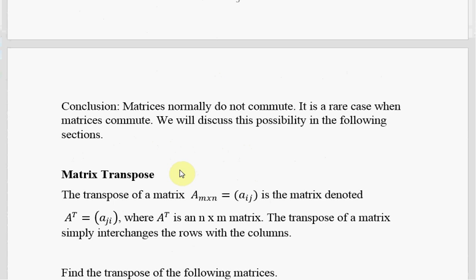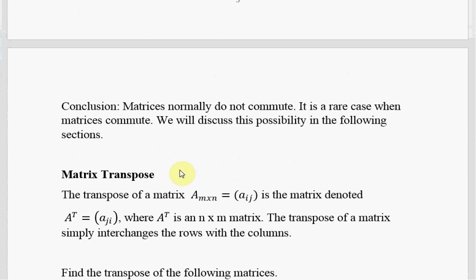Conclusion. I just said it a moment ago, but I just want to make it formal. Matrices normally do not commute, right? It's a rare case when that happens, and we discuss that possibility a little bit later on.